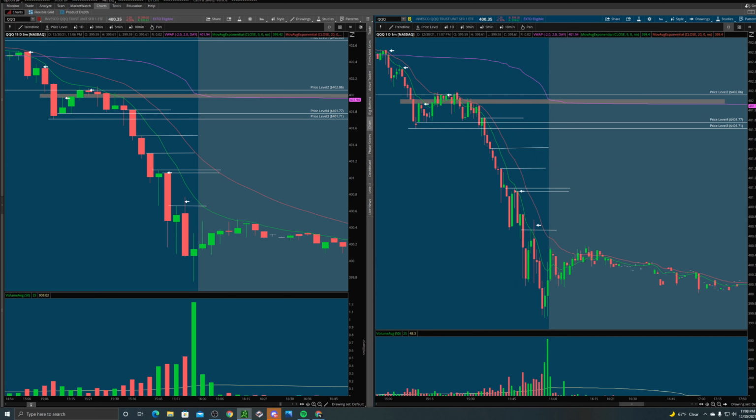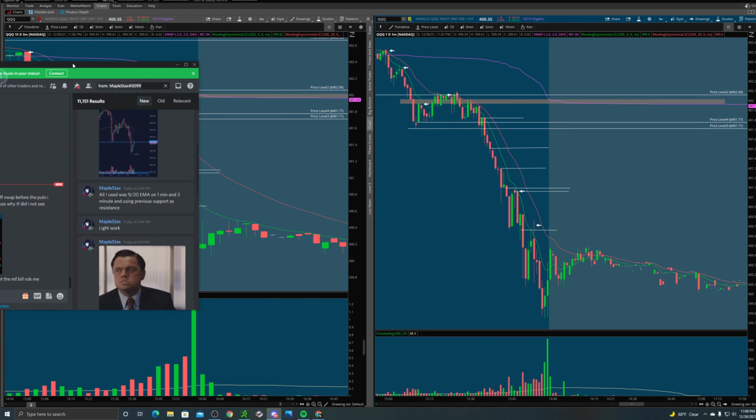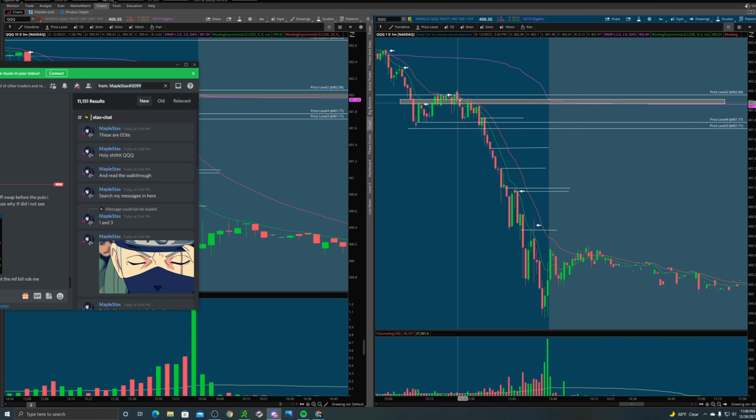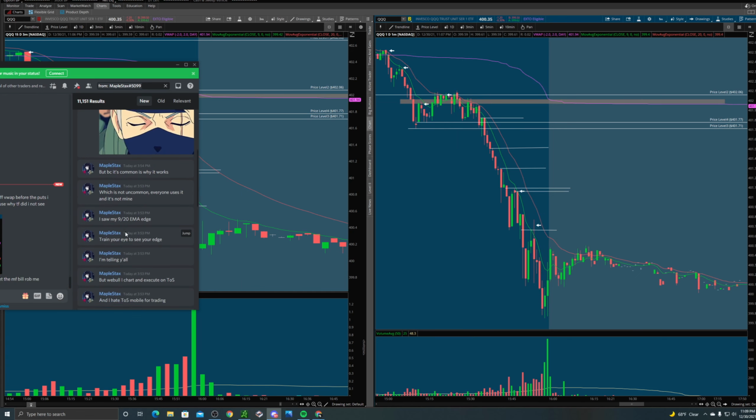Close to close, right? I had a note here. All I used was the 9 and 20 EMA on the 1 and 3 minute and using previous support and resistance. It's that simple, guys. That's all it took for me to, in a matter of 30 minutes, make 100% in the market.